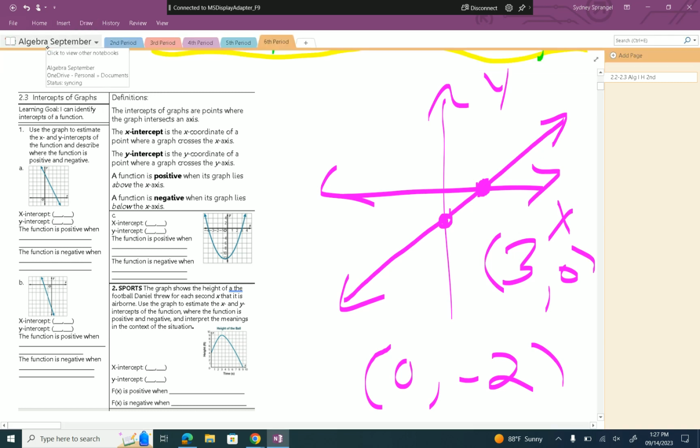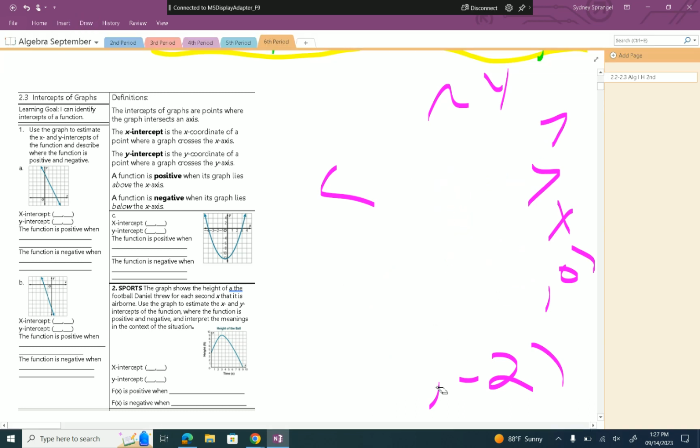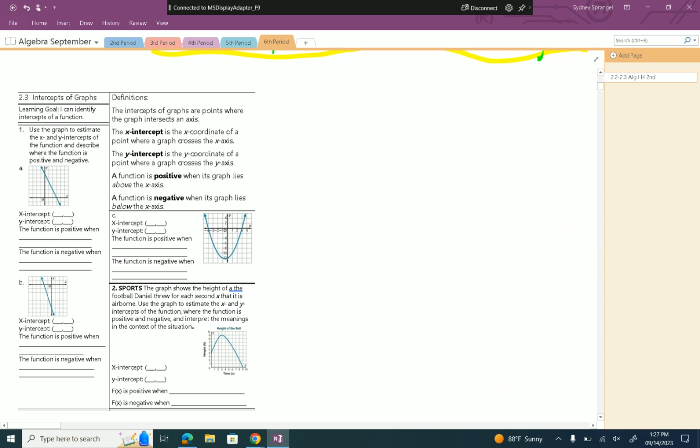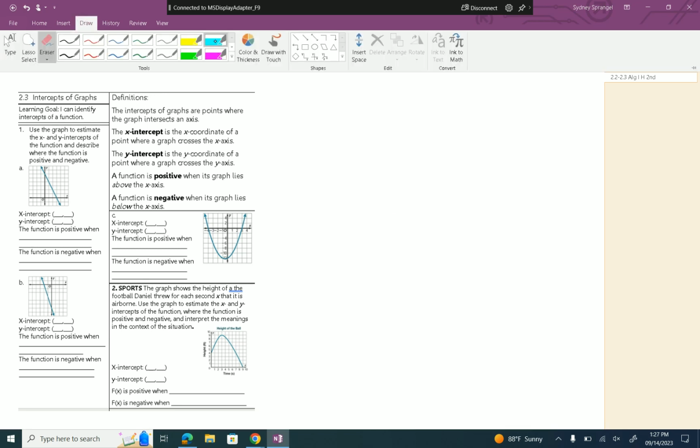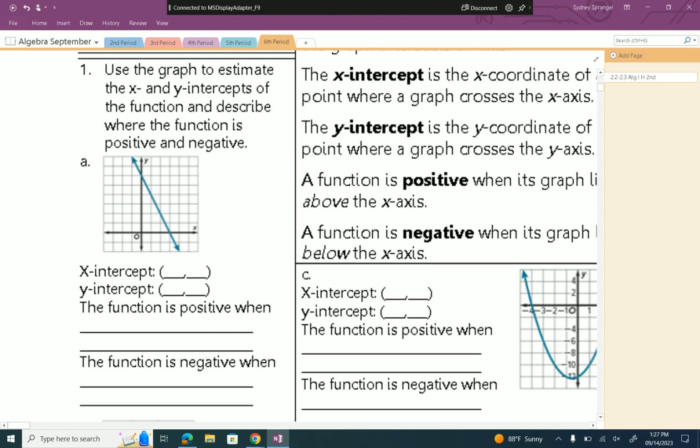I'm going to erase that. So looking at those definitions, anybody want to read those off? You got it, Danny? Thank you. The intercept of graphs is points where the graphs intersect an axis. The x-intercept is the x-coordinate of a point where a graph crosses the x-axis. The y-intercept is the y-coordinate of a point where a graph crosses the y-axis. A function is positive when its graph lies above the x-axis. A function is negative when its graph lies below the x-axis.